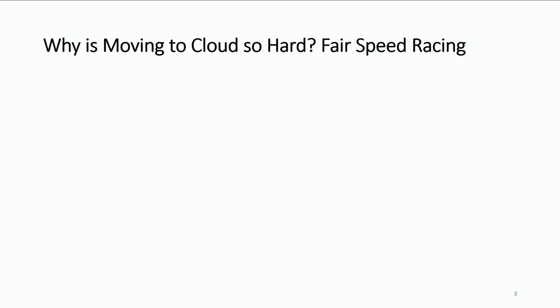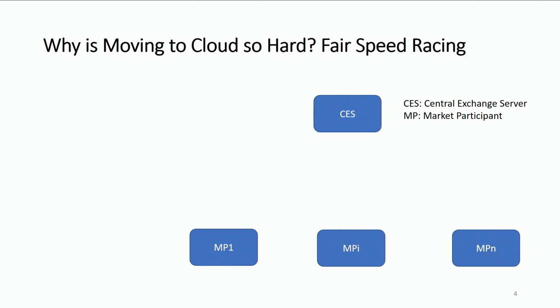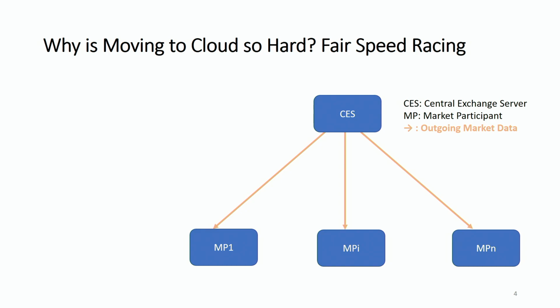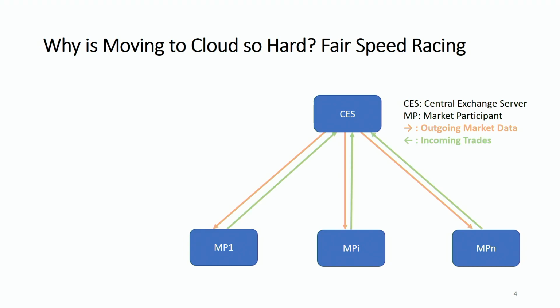Now, before any exchange can move to the cloud, there are a few technological barriers that need to be overcome. One such fundamental barrier is fairness. To understand why, let's see how an exchange works. In an exchange, the central exchange server produces market data continuously and sends it out to various market participants. The participants use this data to generate trades. These trades are ordered by the exchange server in a first-in, first-out manner.